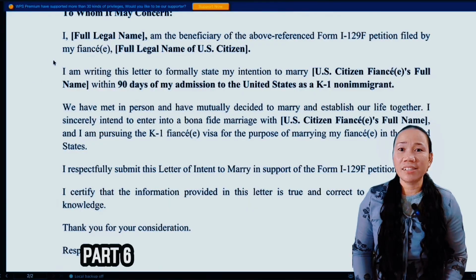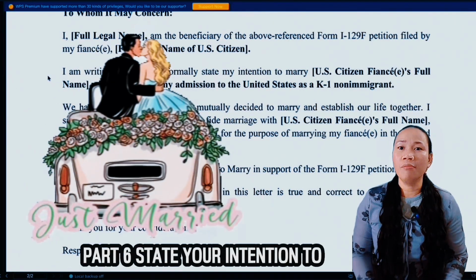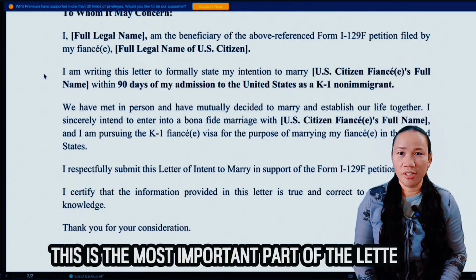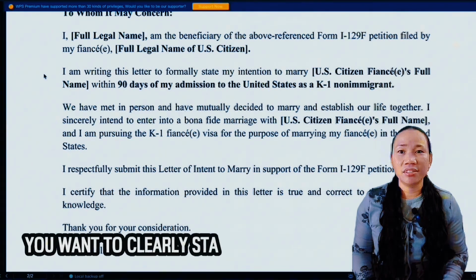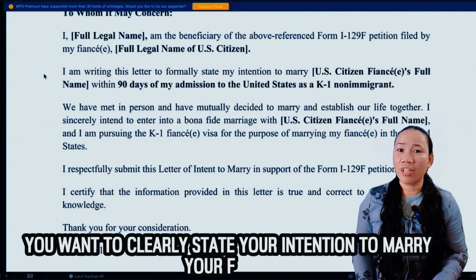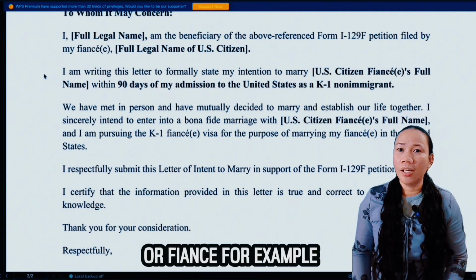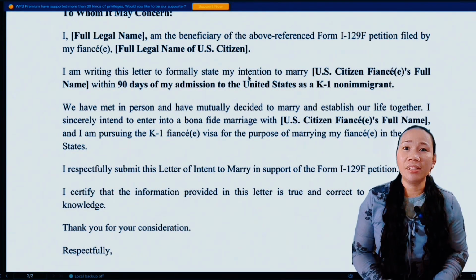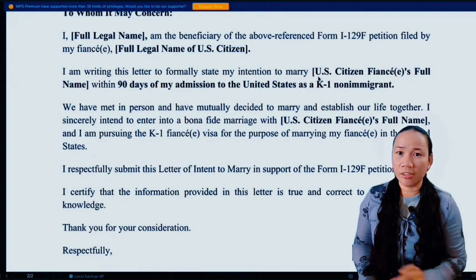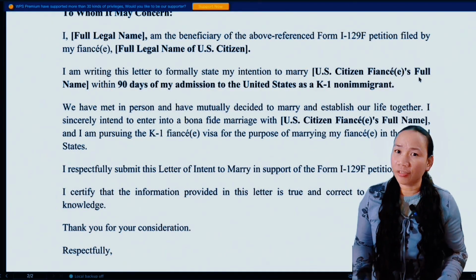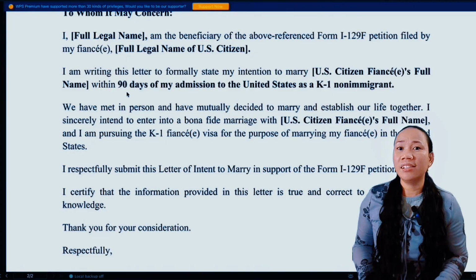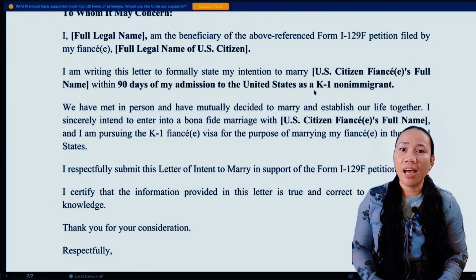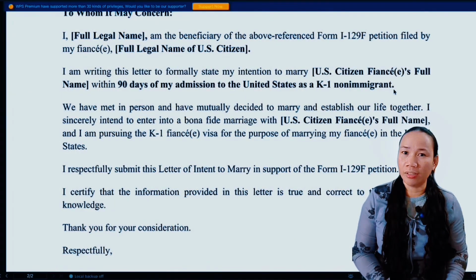Part 6. State your intention to marry. This is the most important part of the letter. You want to clearly state your intention to marry your fiancé or fiancée. For example, I am writing this letter to formally state my intention to marry, then write the U.S. citizen fiancé or fiancée's full name, within 90 days of my admission to the United States as a K-1 non-immigrant.